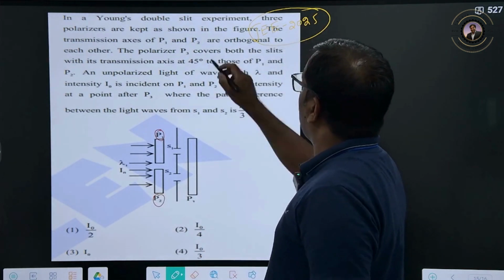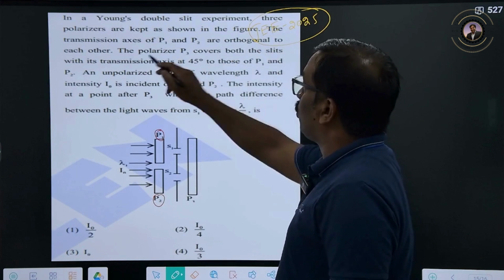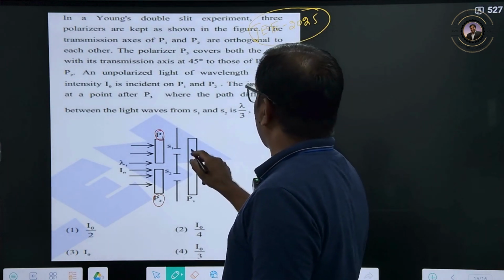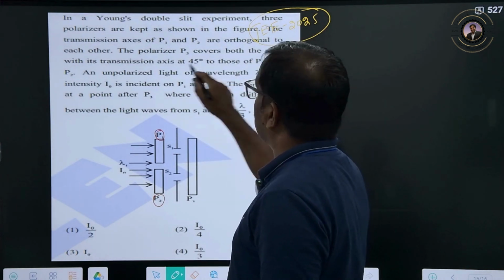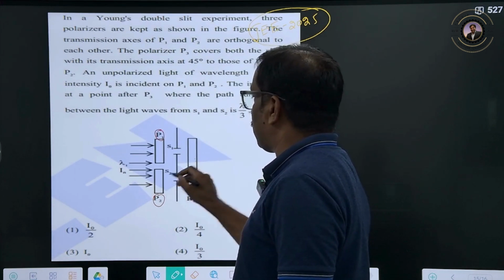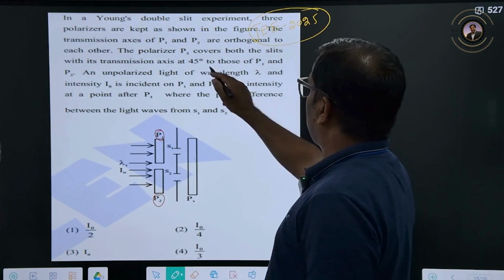P1 and P2 are orthogonal. Orthogonal means they are perpendicular to each other. And the polarizer P3, both the slits are transmitted with a 45 degree. This is making a 45 degree with this one, and 45 degree with this one. Clear?